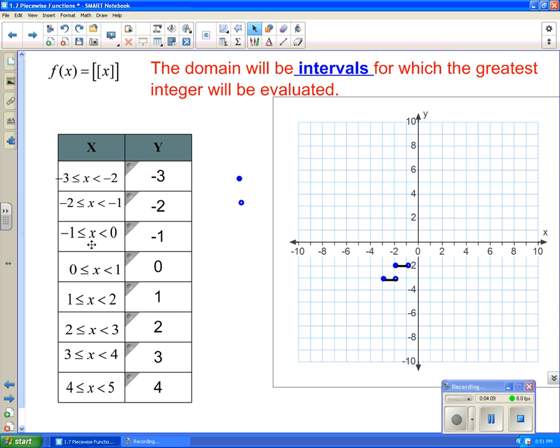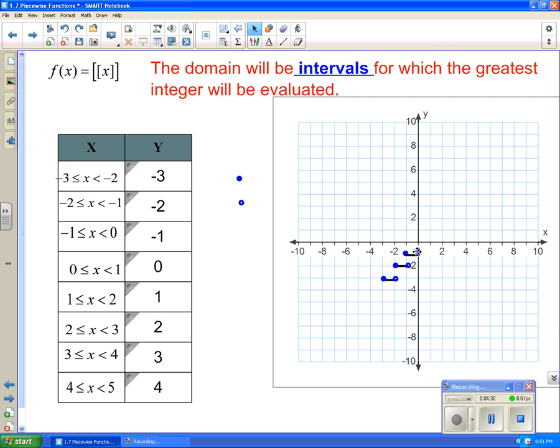Okay, and then let's look at the third one. X between -1 and 0. When I get to -1, the output's going to be -1, so I use a closed dot at -1, -1. It goes all the way up to 0, but not including 0. The answer is still -1, so an open dot at 0, -1. And then I can connect those dots, and I'll have the next step in my staircase.